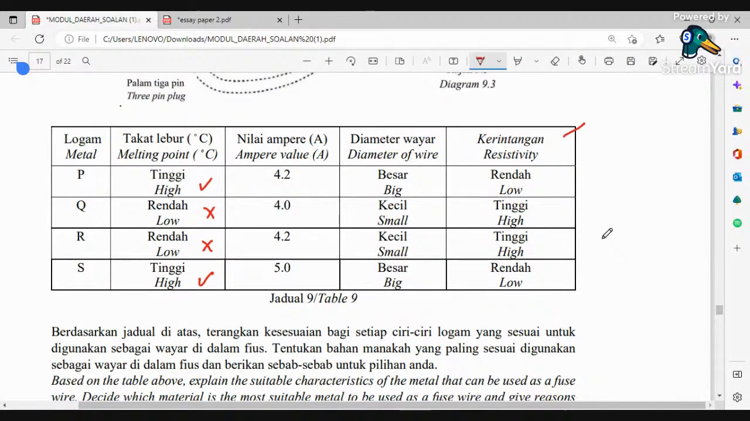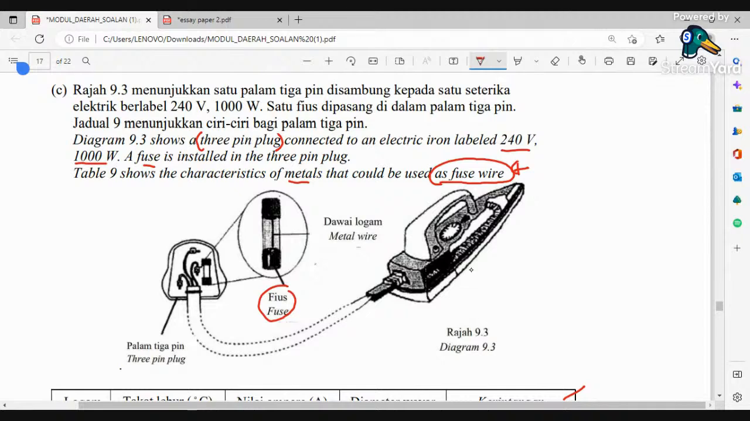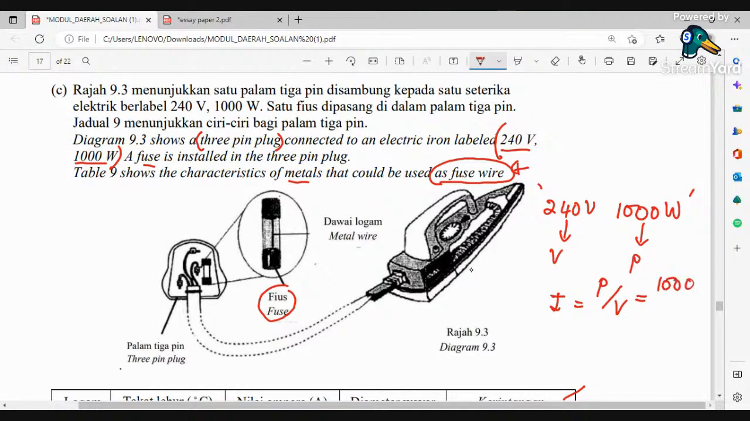Okay, the value of ampere, how to know? We can calculate from here. The label given is 240 volt, 1000 watt. So this one is voltage, this is power. Let's calculate the current: I equals P divided by V, so 1000 divided by 240. I get the value 4.17 ampere. So the current that flows to the iron is 4.17 ampere.